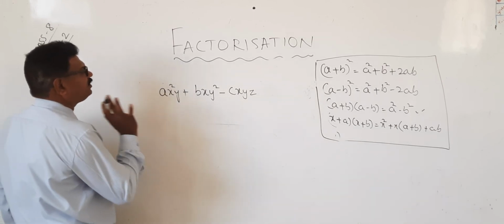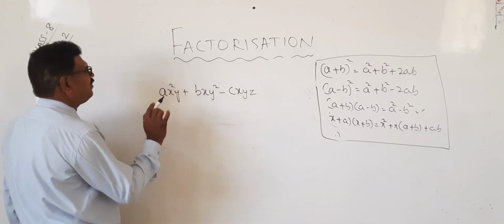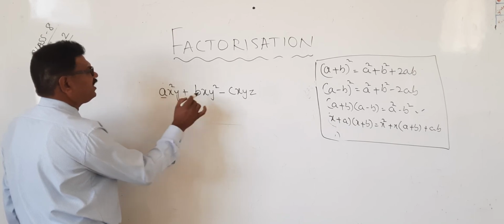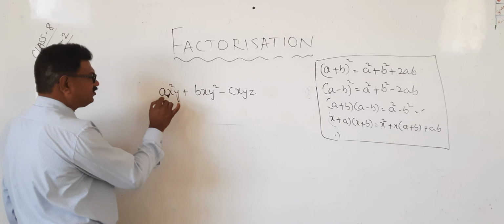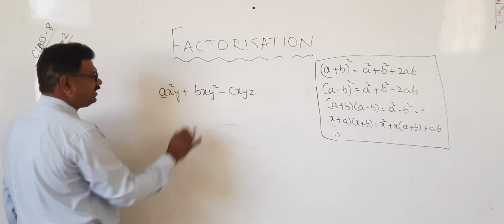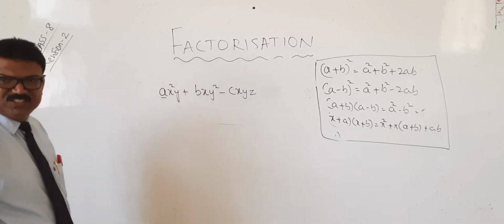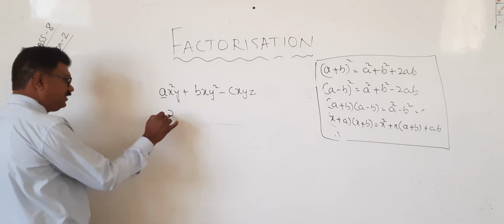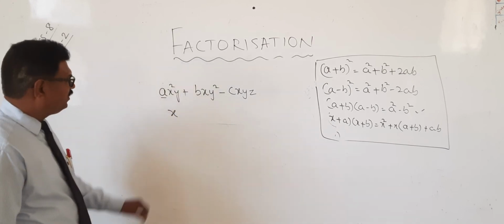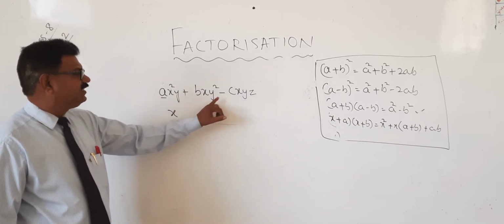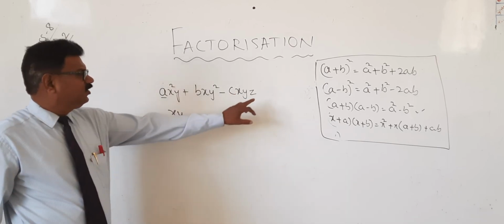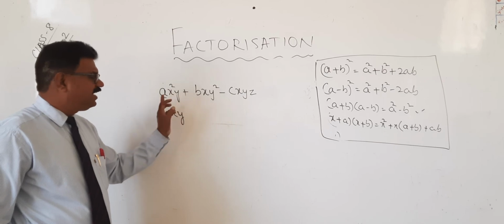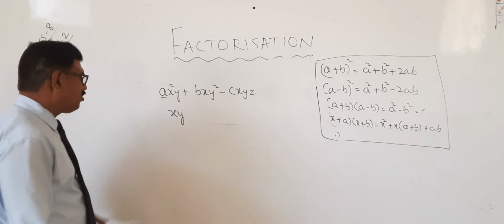See, first you should observe one by one alphabet. Here a is there, here not there, here not there. Therefore, a is not common. Next, x square is there, x is there, x is there. X square is smaller or x is smaller? X is smaller, therefore we should take x. Y is there, y square is there, y is there. Therefore, what is common? Y. Here z is present only in one term, therefore it is not a common factor.